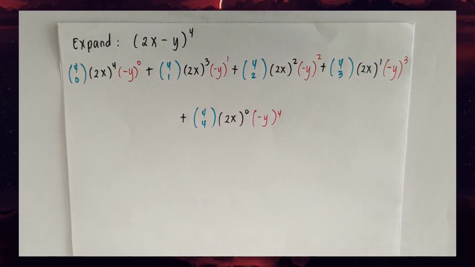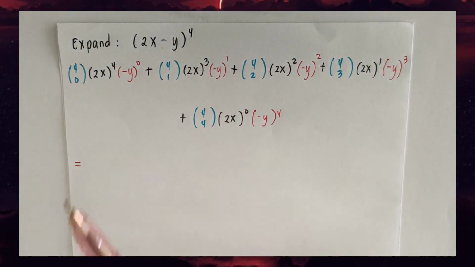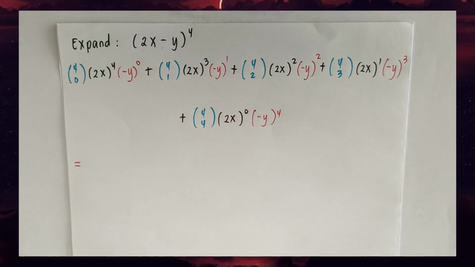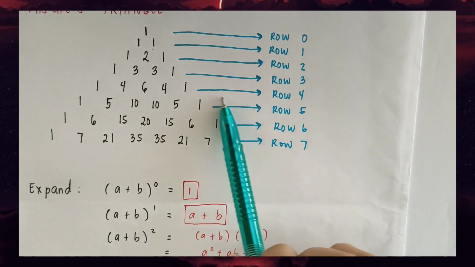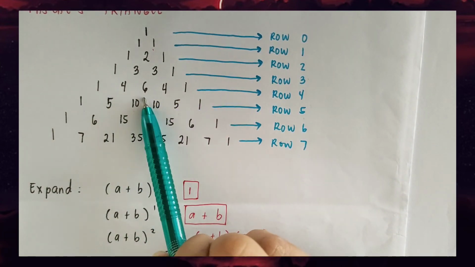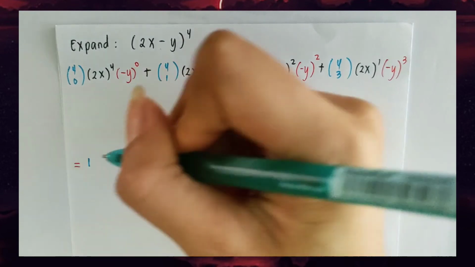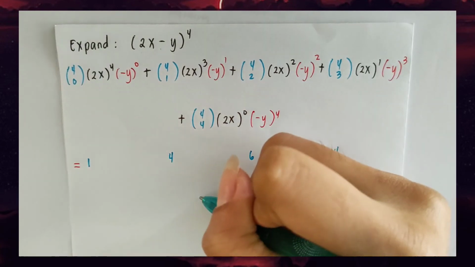Okay, next. We need to compute for our coefficients here, and you can use your calculator or you can just simply look into your Pascal's triangle. So in our Pascal's triangle, row 4, since our exponent is 4, our coefficients are 1, 4, 6, 4, and 1. You can double check it if you want. So we have 1, 4, 6, 4, and 1.